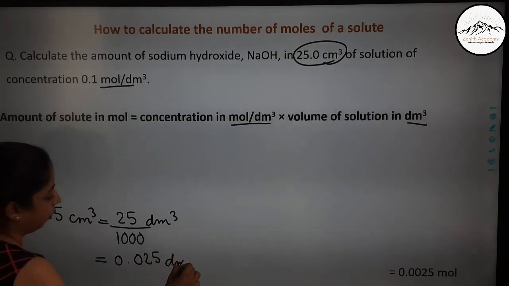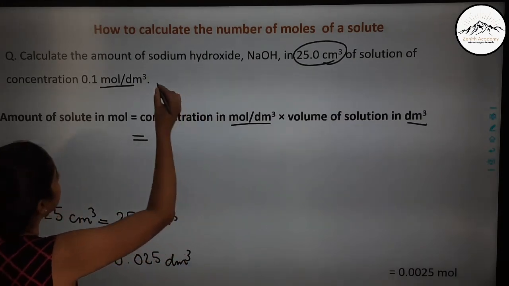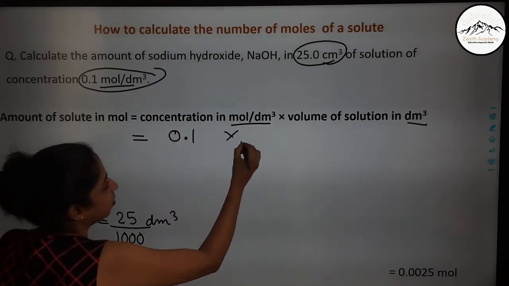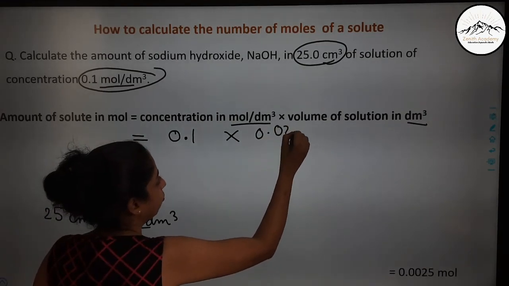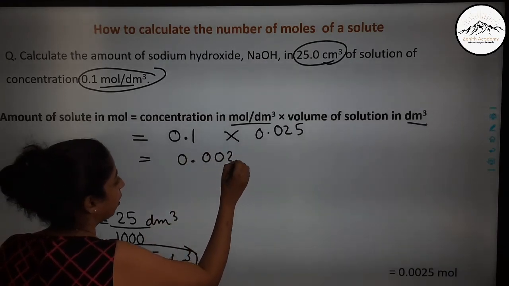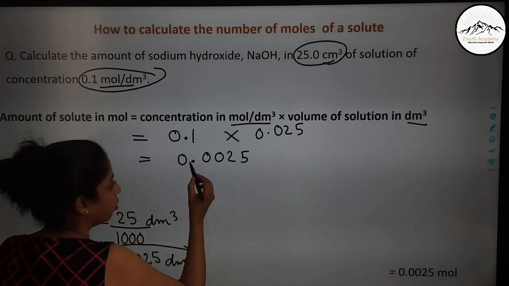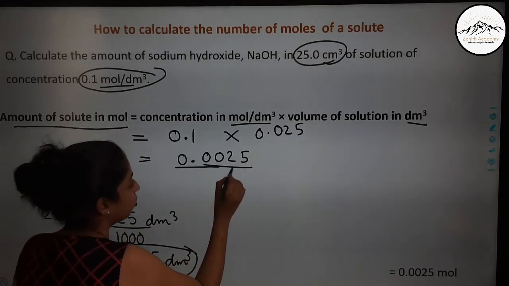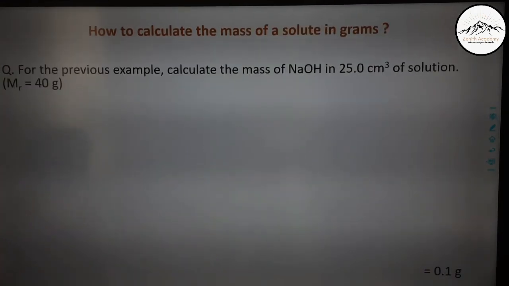decimeter cube. So here in the formula of amount of solute in moles, we take concentration in mole per decimeter cube, which is 0.1, and we take the volume of solution in decimeter cube, which is this 0.025. So it becomes 0.0025, because here you can see after decimal 3 digits here and 1 digit here, so 4. So after decimal there has to be 4 digits. So the amount of solute in moles is 0.0025 moles. Now let's have a look at another example.